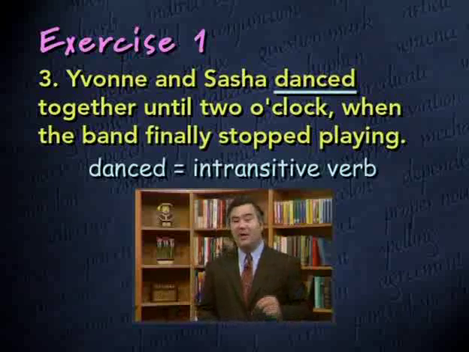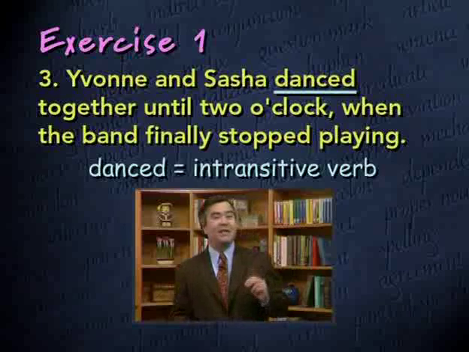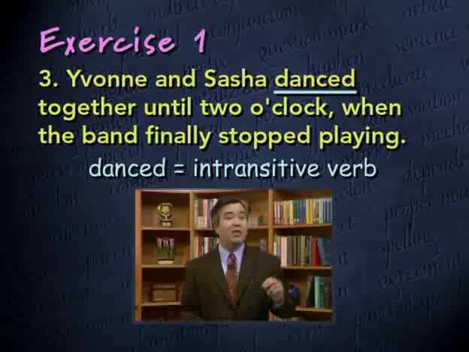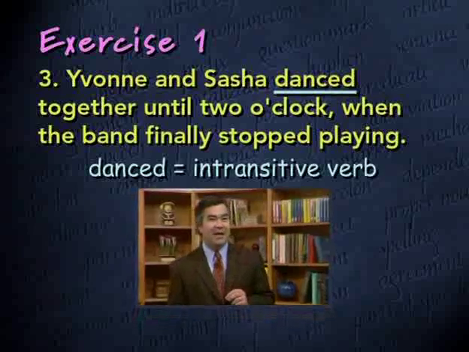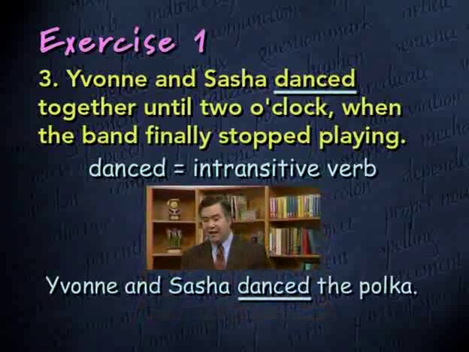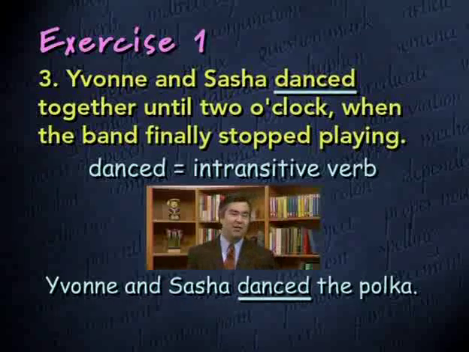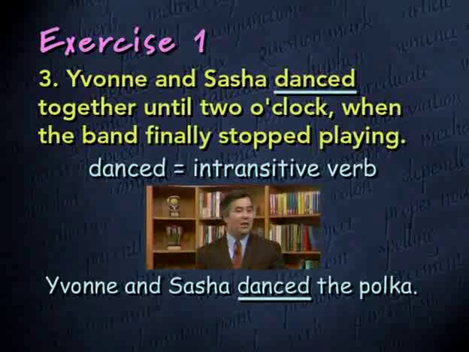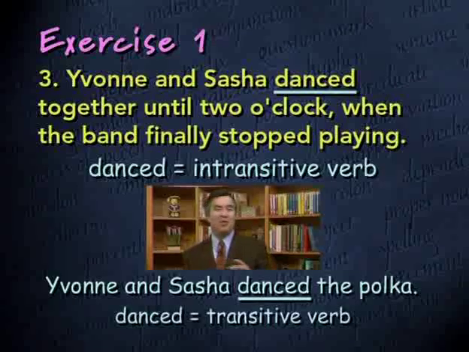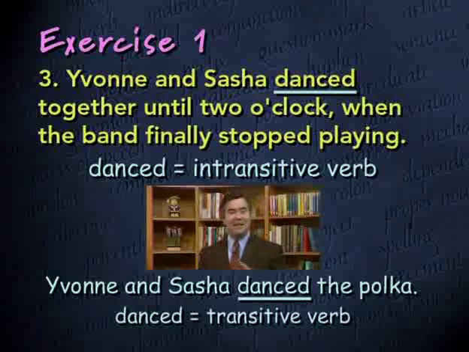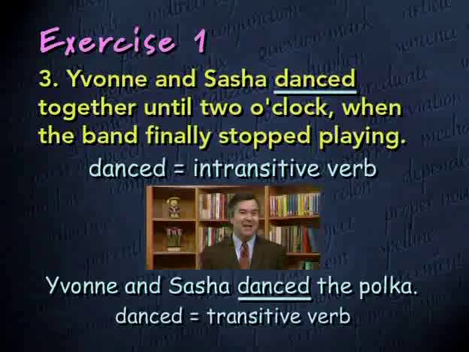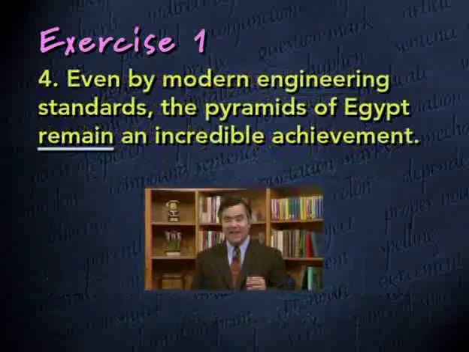Notice, by the way, that the verb danced can be used as a transitive verb. You could imagine a sentence in which there is an object receiving the action of the verb danced. For example, you could say, Yvonne and Sasha danced the polka. In that sentence, the word polka would be receiving the action of the verb danced. It would be telling us what they danced. And we would have transformed the verb danced from an intransitive verb to a transitive verb, because there would be an object receiving the action of the verb. There is no such object in this sentence, and therefore the correct answer for this sentence in your exercise is intransitive. The next sentence.